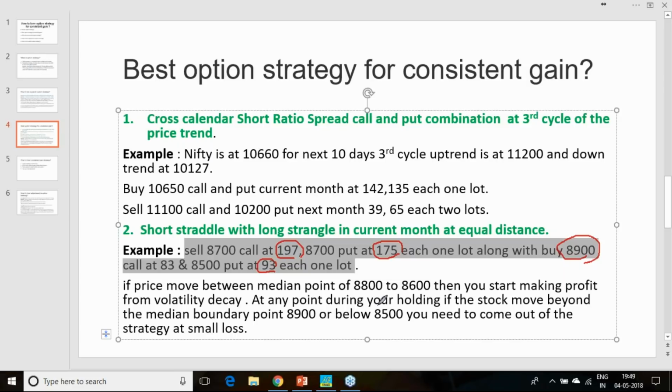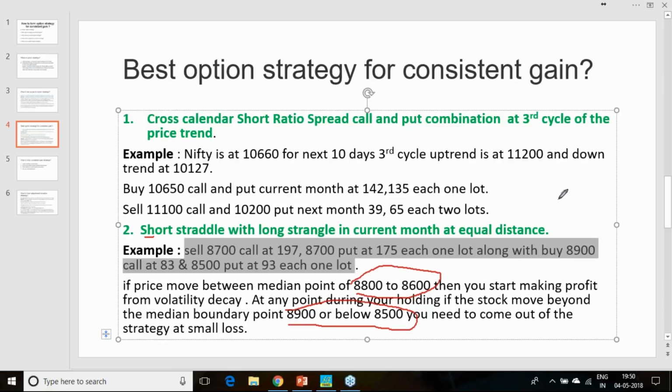If you form this kind of strategy, and if the price moves around the median point, you make a decent gain. This is very useful if you can initiate it in the weekly options of Bank Nifty. If you can initiate Bank Nifty weekly options, it will be highly useful. You can get very good earnings from this also. So this is also a consistent gain strategy. I have already explained at what condition you make a profit and at what condition you have to exit with a small loss.